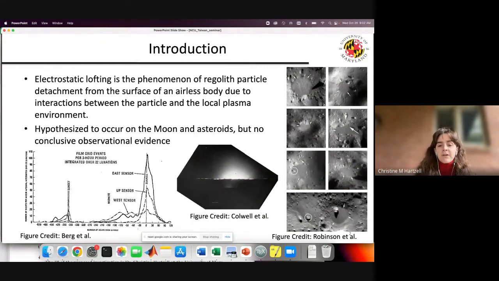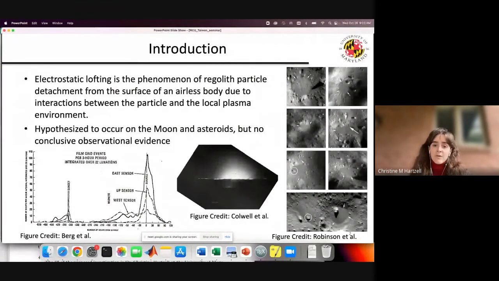So there are two phenomena. There's electrostatic lofting, and that's the detachment of the particle from the surface. And then there's electrostatic levitation. And levitation is this idea that a particle could hover above the surface because the electrostatic force is canceling out gravity. So they're two separate phenomena. They're related. They're both caused by electrostatic forces, but they're really two separate phenomena.